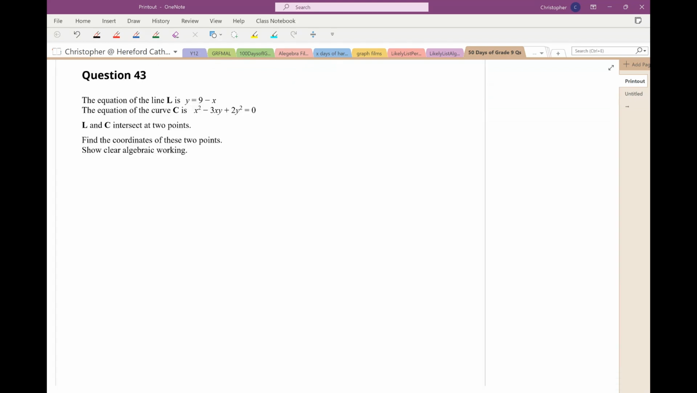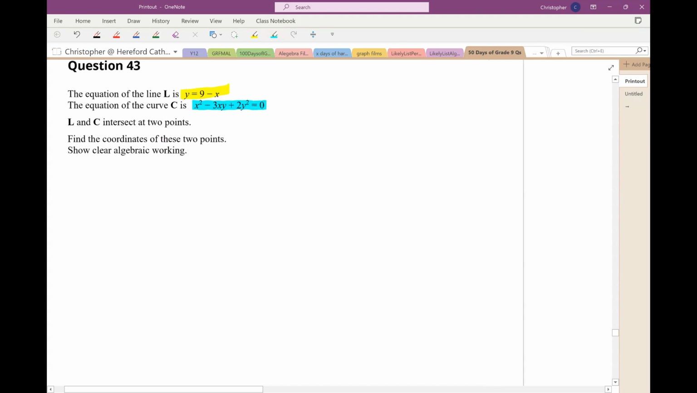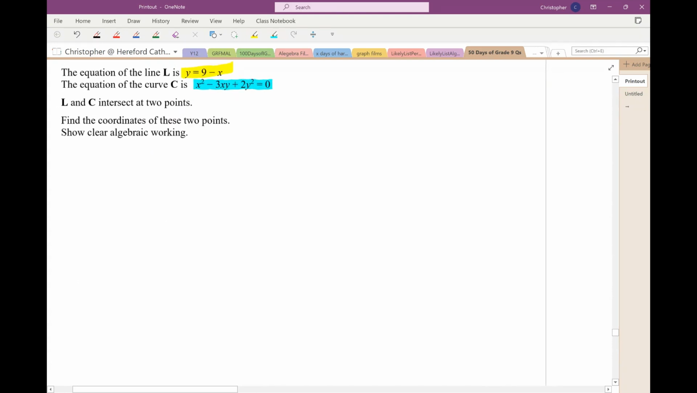Question 43. Right, I've got the line L. Here we go. And I've got the curve C. And I'm told they intersect at 2 points. Find the coordinates of these 2 points. Show clear algebraic working. Right, but I've just got to solve the equation simultaneously, really. Now, L gives me an expression for y. So I'm just going to substitute that expression into my equation for C.